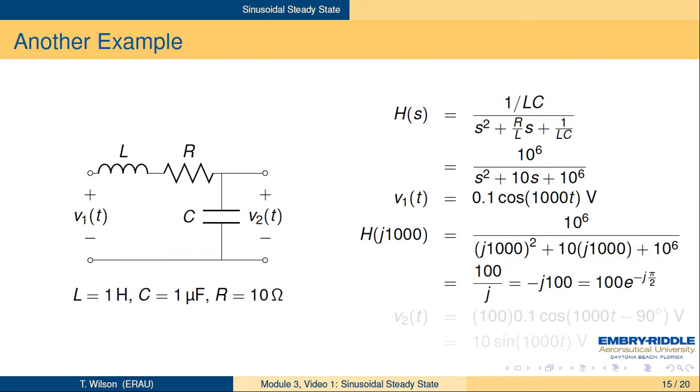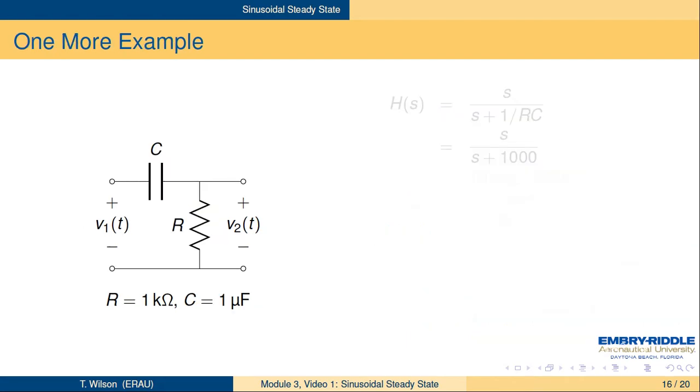So we write that as 100 e to the minus j pi over 2. So v2 of t is 100, the magnitude of H of j1000, times 0.1, the original input amplitude, cosine 1000t minus 90 degrees, the angle of H of j1000. And we can simplify that. 100 times 0.1 is 10, and cosine minus 90 degrees is a sine, so that's 10 sine 1000t volts. You put in a cosine of amplitude 0.1, you get out a sine of the same frequency with amplitude 10.